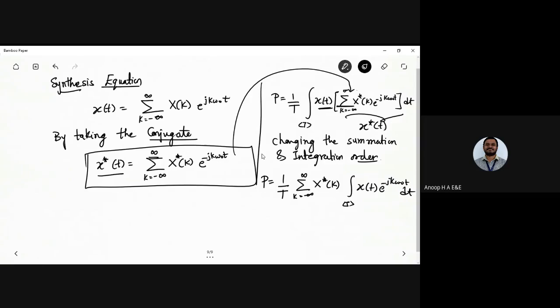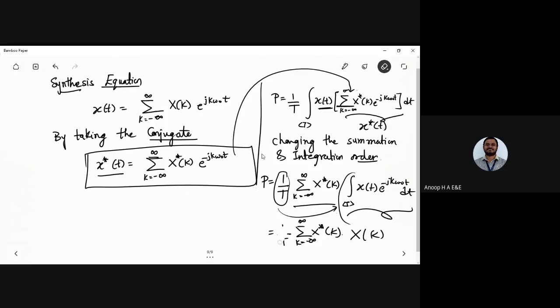Now I have this part of the equation and also the integral part there. If you recall, this integral part is x of k, and this is 1 divided by T, sigma k equals minus infinity to plus infinity, x star of k. I think 1 by T, I have to take this side. Yeah, fine. So now it is the clear equation.